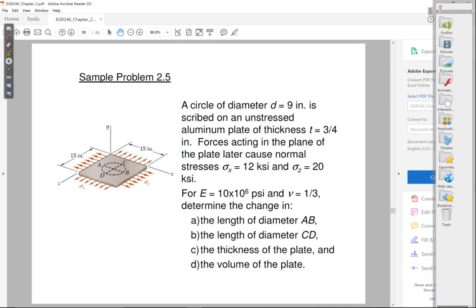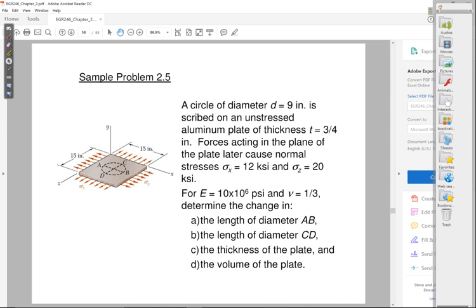So can everybody see that if I want to find the change in the length of diameter AB, that's basically finding the strain in the x direction, because AB happens to coincide with the x direction. Once I find the strain in the x direction, how do I find a change in the length of diameter AB? Well, diameter AB, I know its original length. They tell you that it's 9 inches. And then you know strain is change in length over the original length. So once I have the strain and the original length, then I can find a change in the length.